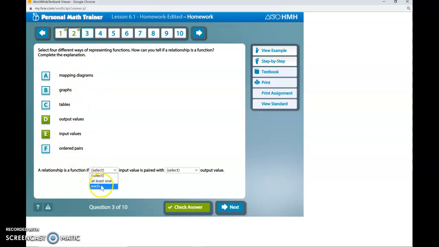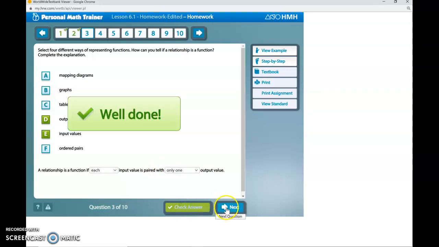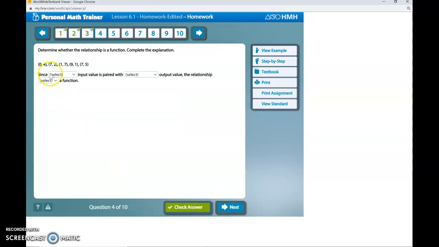Remember, a function is when each input value is paired with only one output value. In class, we kind of said that as x's don't repeat. So here we're going to look at our x's. I have 0, 7, 1, 9, and 7. It doesn't really matter what the y's are, but I said the number 7 twice. There's a 7 here in the x and a 7 here in the x. Our only options here are yes or no. So I'm going to say that since at least 1 input is paired with more than 1 output, the relationship is not a function.